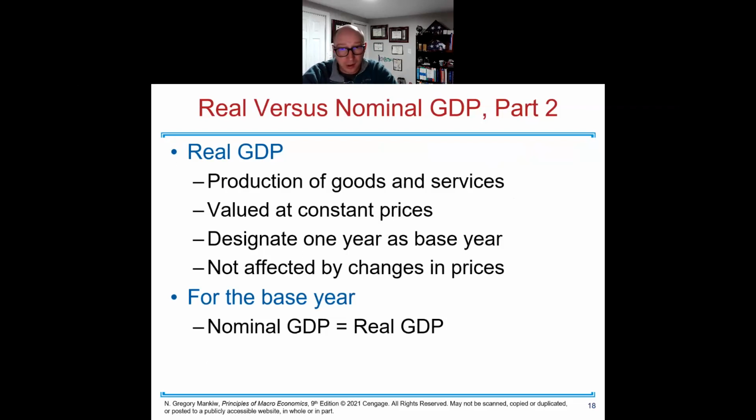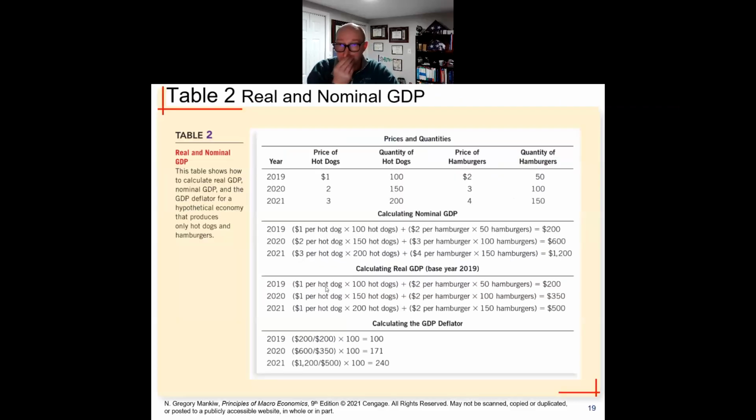We designate year to year, and we're looking at the change over time. For the base year, we take where nominal GDP equals the real GDP. So let's take a look at an example of this comparison. So here we have some data.